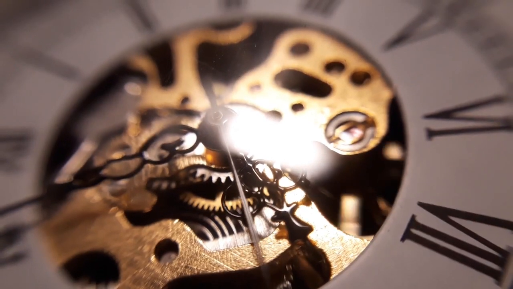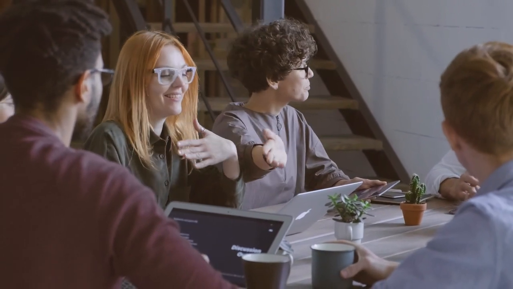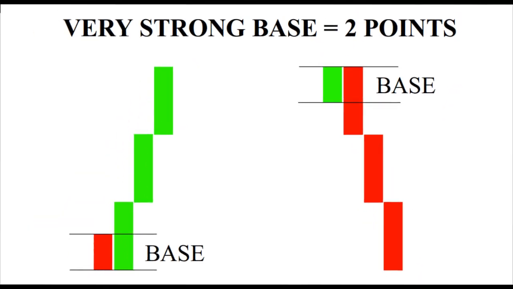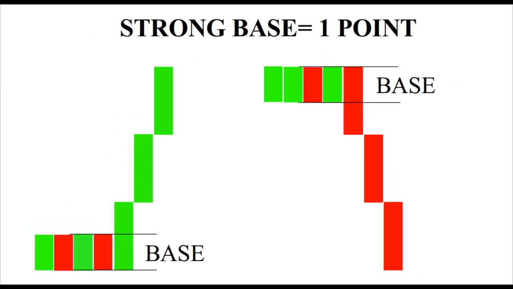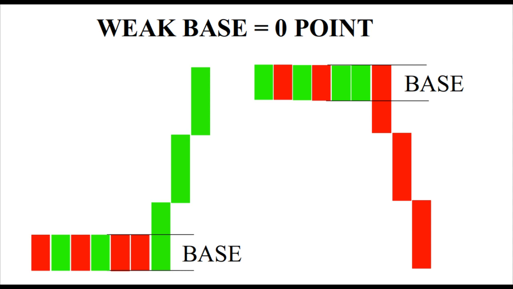Odd enhancer 2: time in the base. We score the base according to the number of candles before an impulsive move. For example, a very strong base, less than 3 candlesticks, equals 2 points. A strong base, a maximum of 6 candlesticks, equals 1 point. A weak base, more than 6 candlesticks, equals 0 points.